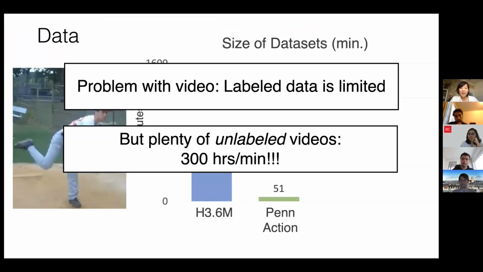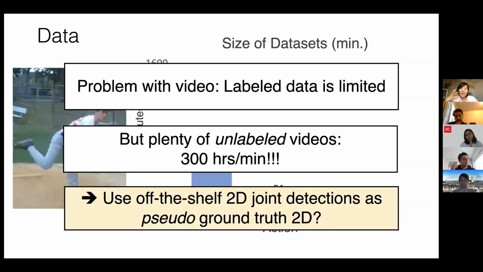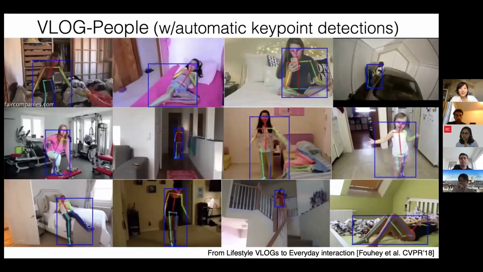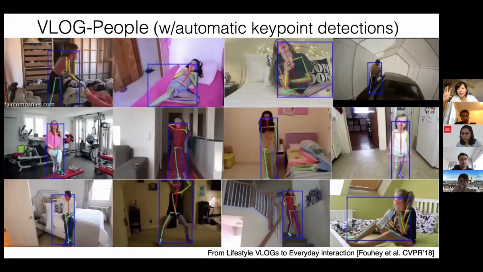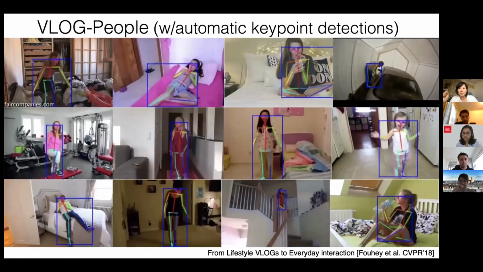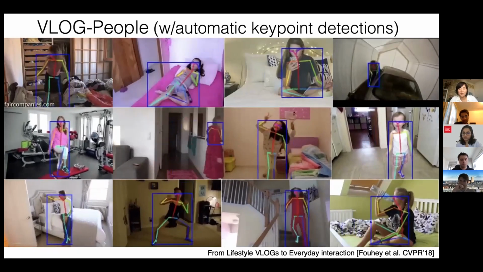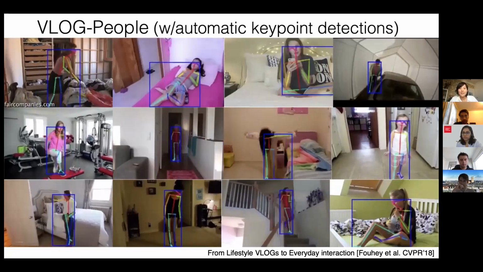The problem with video is that the labeled data is really limited. But there are plenty of unlabeled videos. There are 300 hours per minute uploaded to YouTube, and probably a lot more now. So how can we embrace the power of YouTube and Instagram in order to train these approaches? What we did was use off-the-shelf 2D joint detection as pseudo ground truth 2D. We took these YouTube video data sets and ran OpenPose on every single frame. Maybe we should have run a tracking based approach, but this one was per frame. And then we collected more data.